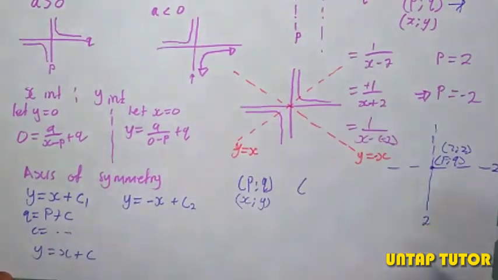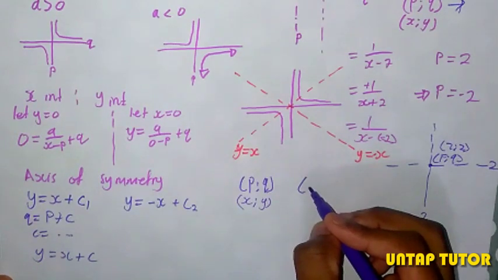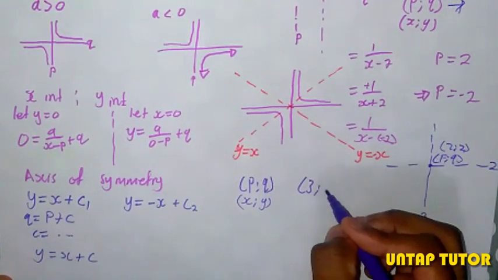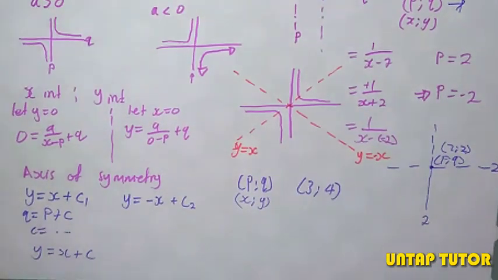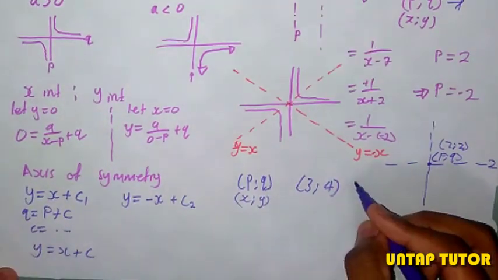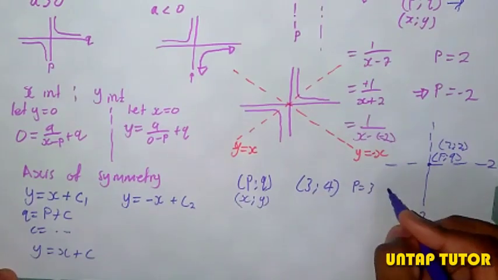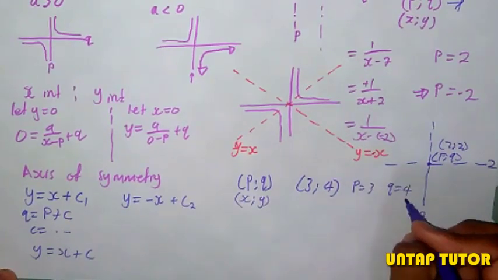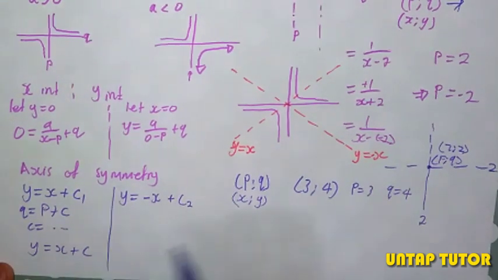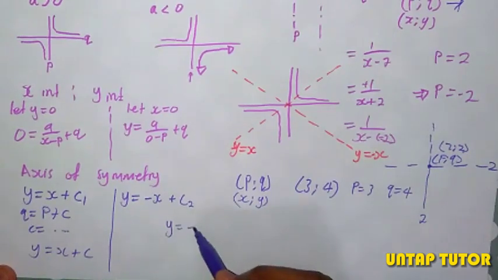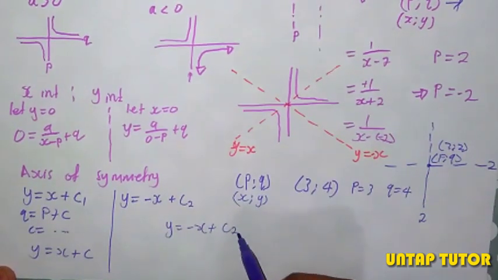C is gonna be something, and then you write your equation in terms of y is equal to plus that C. So let's say our asymptotes were P. Let's say P was 3, and then the other one was 4, which is Q. So P is to Q, 3 is to 4. Let's just say they told us P is 3 and then Q is equal to 4. So they tell us you'll find the axis of symmetry for this thing. So what you do, let's just do this one. You're gonna say y is equal to minus x plus c2.